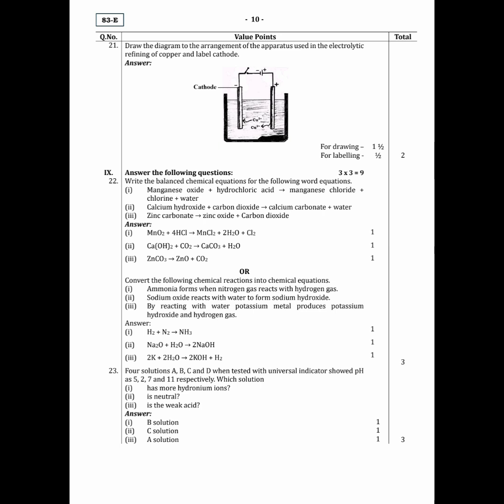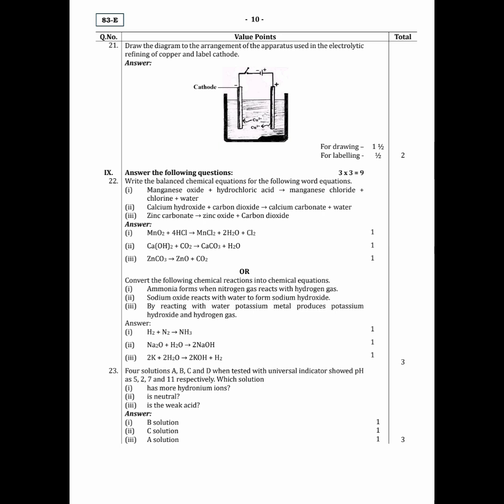Answer is H2 + N2 gives NH3. I mean to say hydrogen plus nitrogen gives ammonia. Next, sodium oxide plus water gives sodium hydroxide. Next, 2K, potassium, plus 2H2O, water, gives potassium hydroxide plus hydrogen.